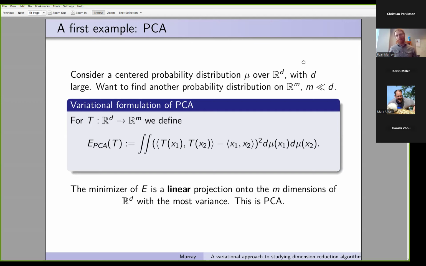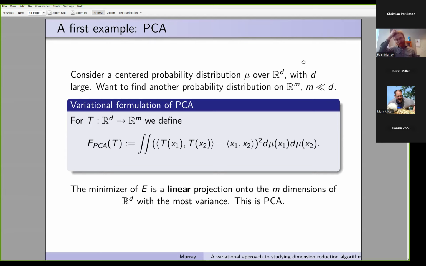So many people have probably heard of PCA. There's a statistical description for PCA in terms of describing a high-dimensional data set by looking for its direction of largest variance. I'm instead going to pose PCA as an optimization problem, which I think is more consistent with how many machine learning and data science algorithms are posed.